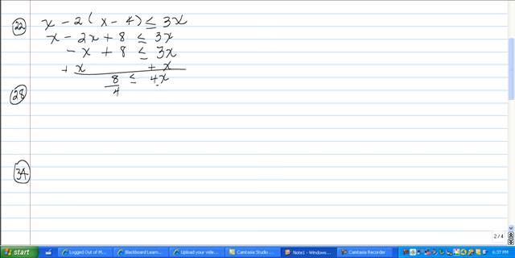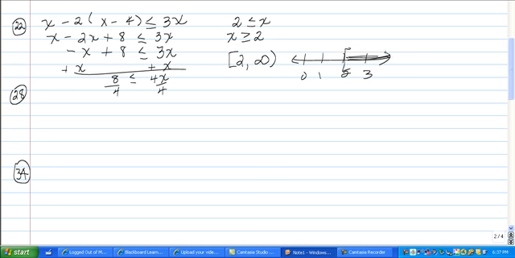Divide both sides by 4, that's positive, so 2 is less than or equal to x. Notice I prefer to read the x first. You want to keep the inequality pointing at the 2, so that would be x is greater than or equal to 2. So we would have from 2 to infinity, and we would have either the square bracket, I'll just use the square bracket, or a closed circle, and shade to the right.